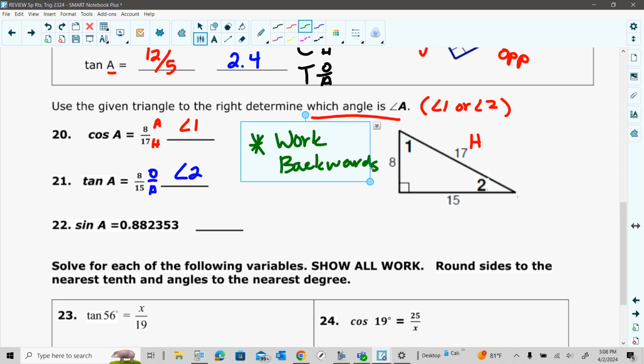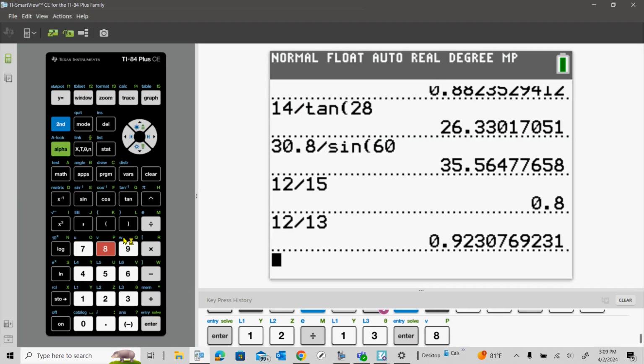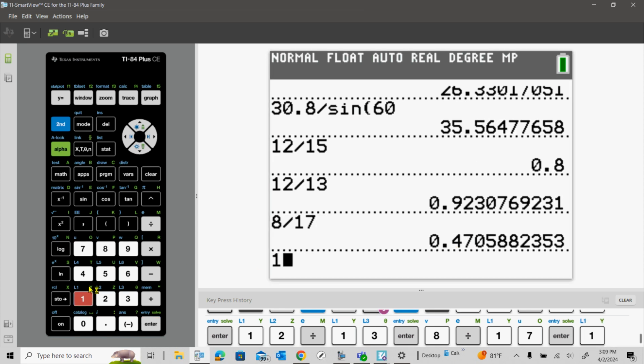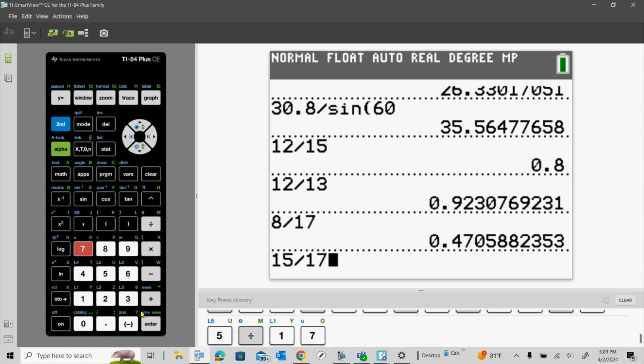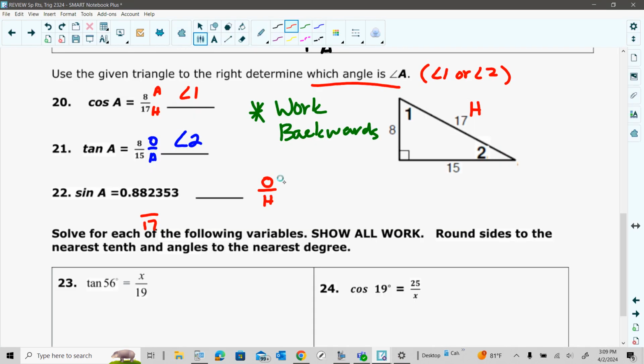Okay. Now for a situation here on 22, the sine of A, sine is when we're looking at opposite over hypotenuse. We already know 17 is the hypotenuse. So I'm asking myself, is 8 over 17 this decimal? Meaning it's either got to be 8 or 15. So if I do 8 divided by 17, I don't get the same decimal. If I do 15 divided by 17, I do get the same decimal. So 15 has to be the opposite side. So if 15 is the opposite side, I look across, that means this has to be angle 1.